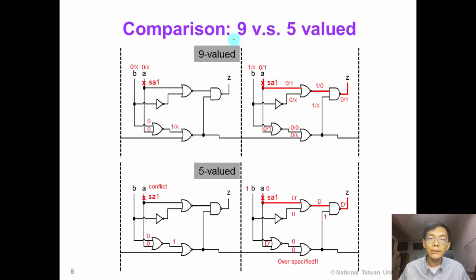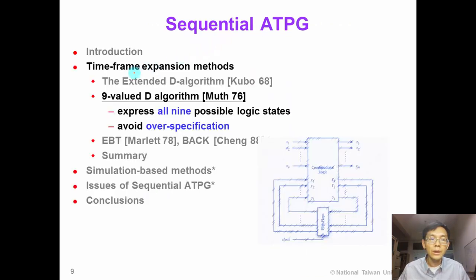If we compare the 9-value logic and 5-value logic, we can see the difference. In 5-value logic, we need a 1 here, but actually this is an over-specification. In 9-value logic, we only require 1x. In this case, we can successfully justify this test. In summary, in this video, we have introduced the 9-value D algorithm, which can express all 9 possible logic states to avoid the over-specification problem.